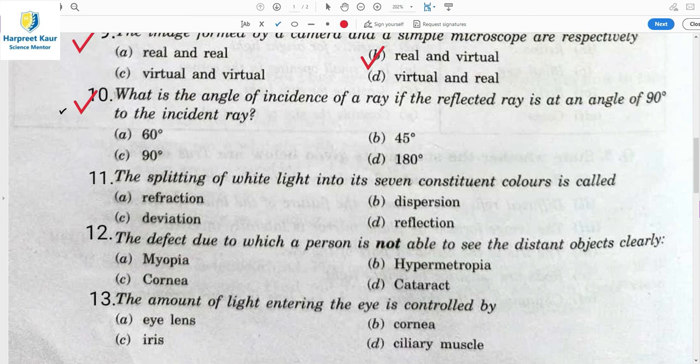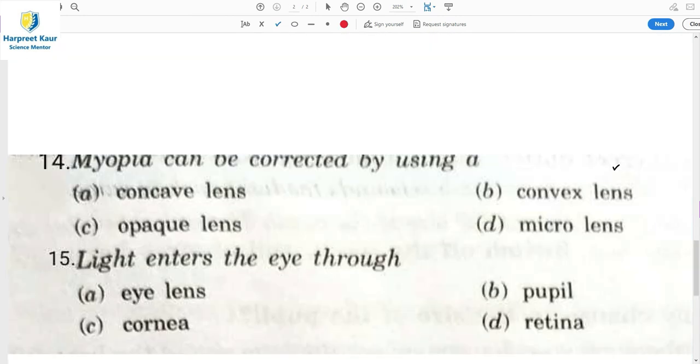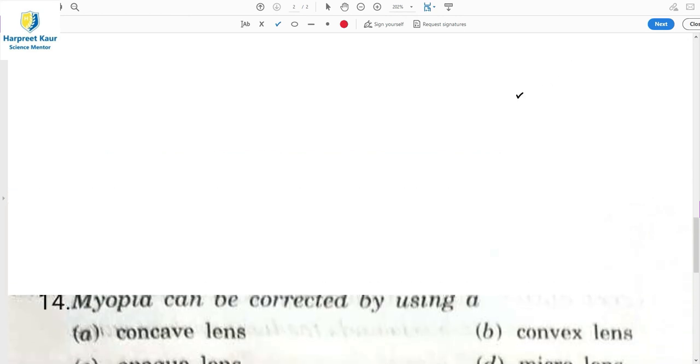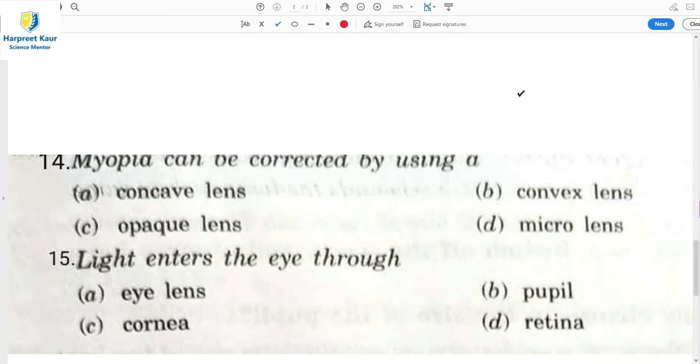Then question 13, the amount of light entering the eye is controlled by. So what controls the amount of light that enters our eye? That is option C, iris. Question 14, myopia can be corrected by using option A, concave lens. Question 15, light enters the eye through option C, cornea.